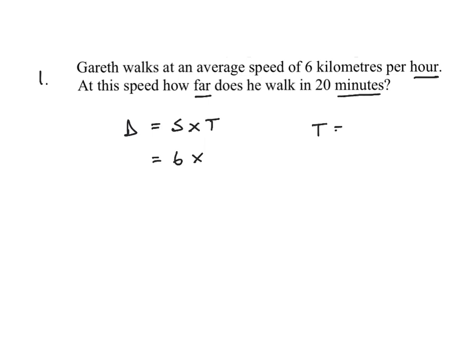So time, 20 minutes. To convert from minutes into a decimal part of an hour, we divide by 60, and that gives us 1/3 of an hour. If you're going to write that as a decimal, make sure you include a few decimal places to make it more accurate. 6 times a third, what's a third of 6? A third of 6 is 2 kilometres.